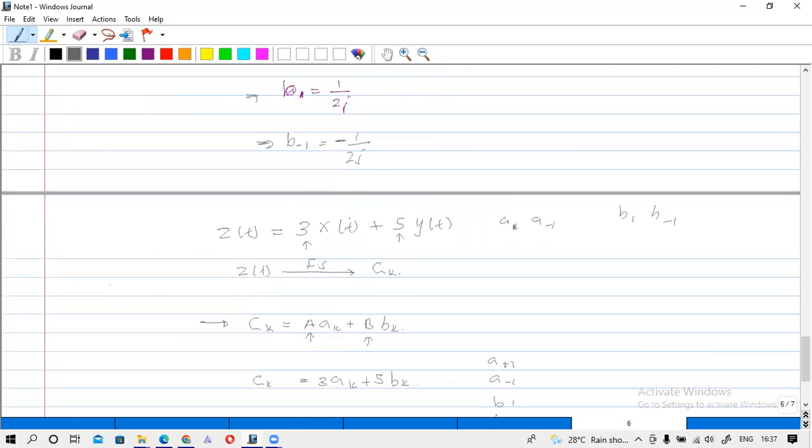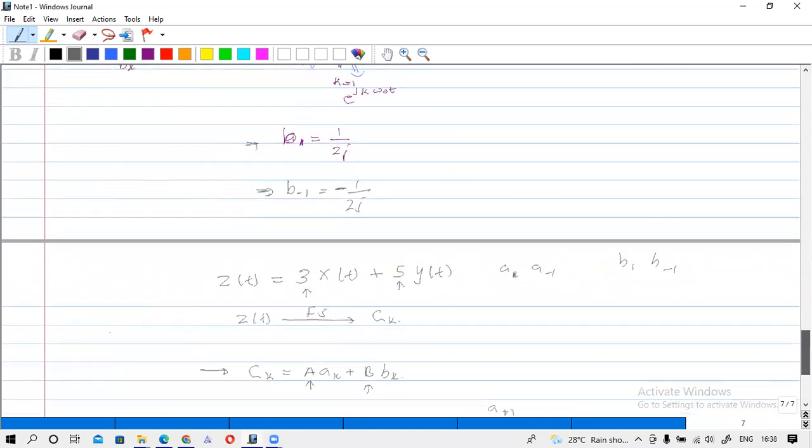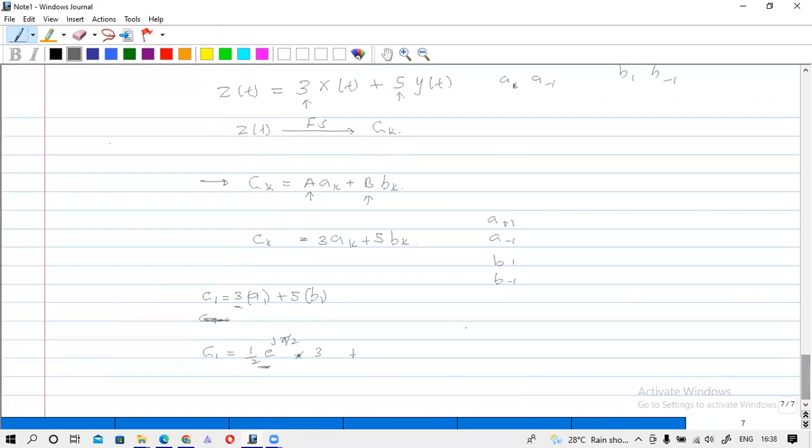Here a1 is the original one, so I have half e to the power j5 by 2, multiplied by 3, because 3a1. So this will be the a1, and the b1 will be, sorry, 1 by 2j. Then I can write this 1 by 2j multiplied by 5. So this will be my C1.